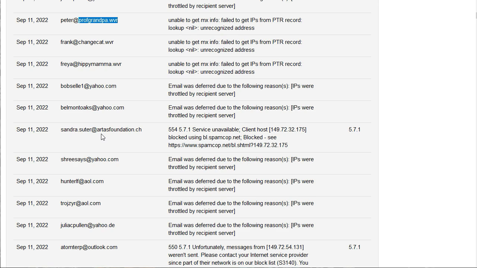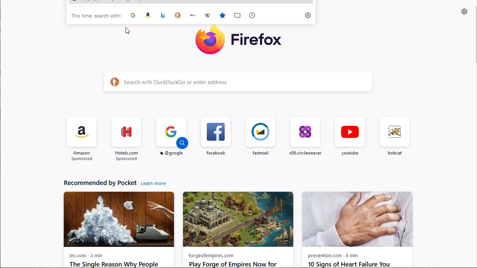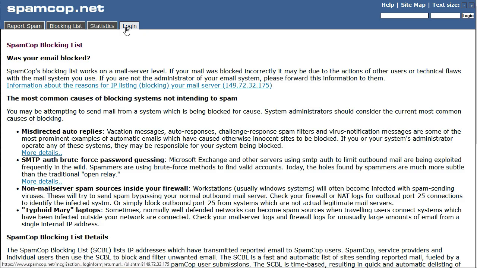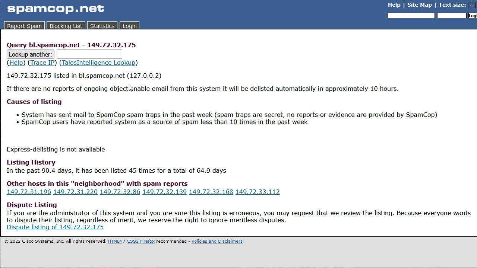Here's another one. This one is from the Swiss Artos Foundation, and it basically says, we're using spamcop.net and it's blocked. There it is. Let's see what this says, because sometimes you get some information on this. Was your email blocked? If you are not the administrator of your email, please forward this information to your administrator. Reasons for IP listing blocking your mail server. Okay, what's that?